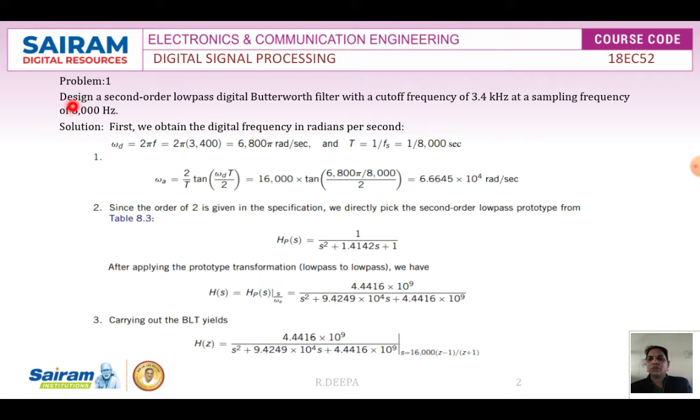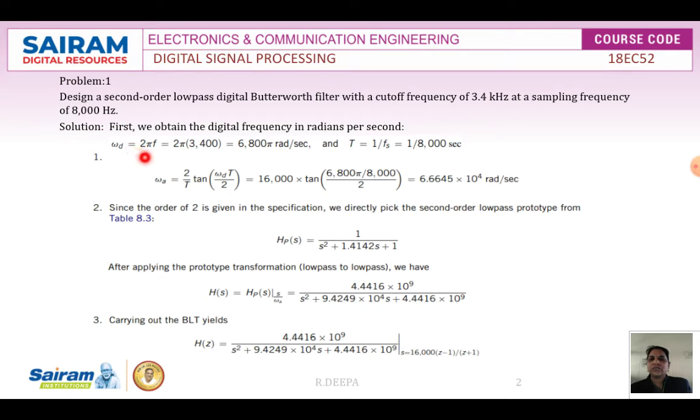So here we have a problem statement. Design a second order low pass Butterworth filter with a cutoff frequency of 3.4 kHz at a sampling frequency of 8000 Hz. So this is the problem statement they have given. So how to solve this problem? The data specifications given are: the order is 2, that is n is equal to 2, and you need to design a low pass digital Butterworth filter, and the cutoff frequency is given as 3.4 kHz and the sampling frequency is 8000 Hz.